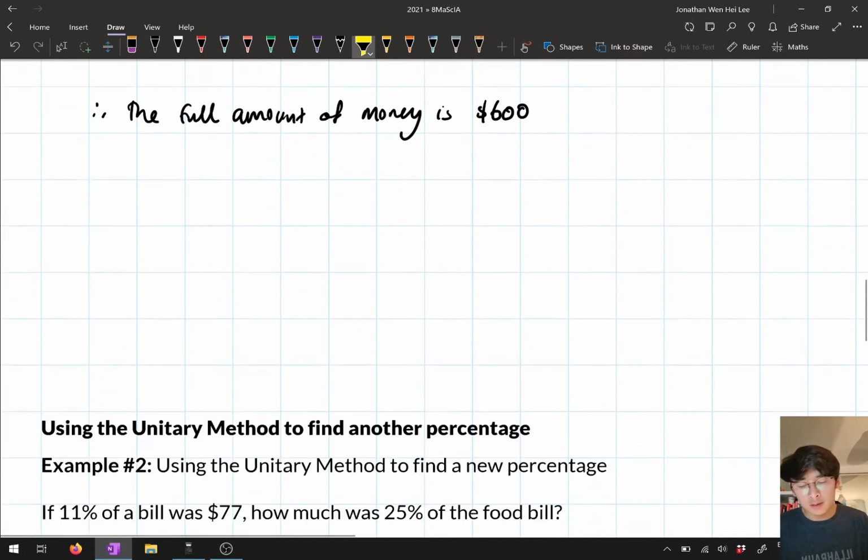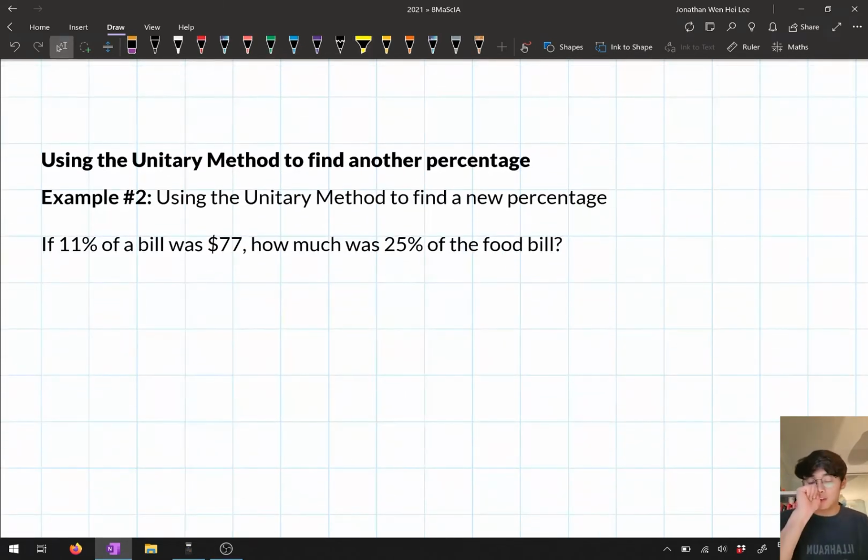The next one is when someone wants you to find another percentage. So this is the case where the final target is not 100%, but some other percentage. It's the same first steps. The final step is just going to be a little bit different. So if we look at this example: if 11% of a bill was $77, what was 25% of a food bill? So here, let's just identify what was our percentage that we're dealing with. Percentage and the amount. So here, it's 11% of the bill is $77.